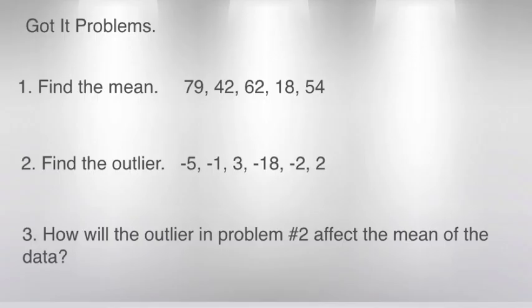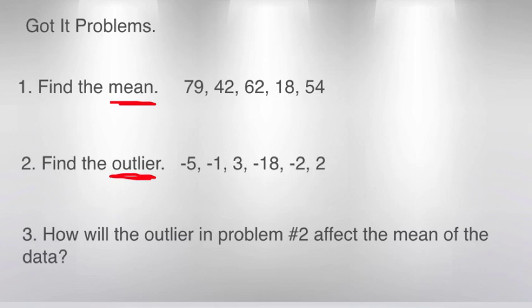Okay, so here are your got it problems. In the first one, I've given you a data set that I want you to find the mean. In the second one, I have a data set that I want you to find the outlier, okay? And put these in numerical order. And then in number 3, I want you to tell me by looking at your notes, how is that outlier going to affect the mean in problem number 2? Okay? Go back and look at your notes that we just took.